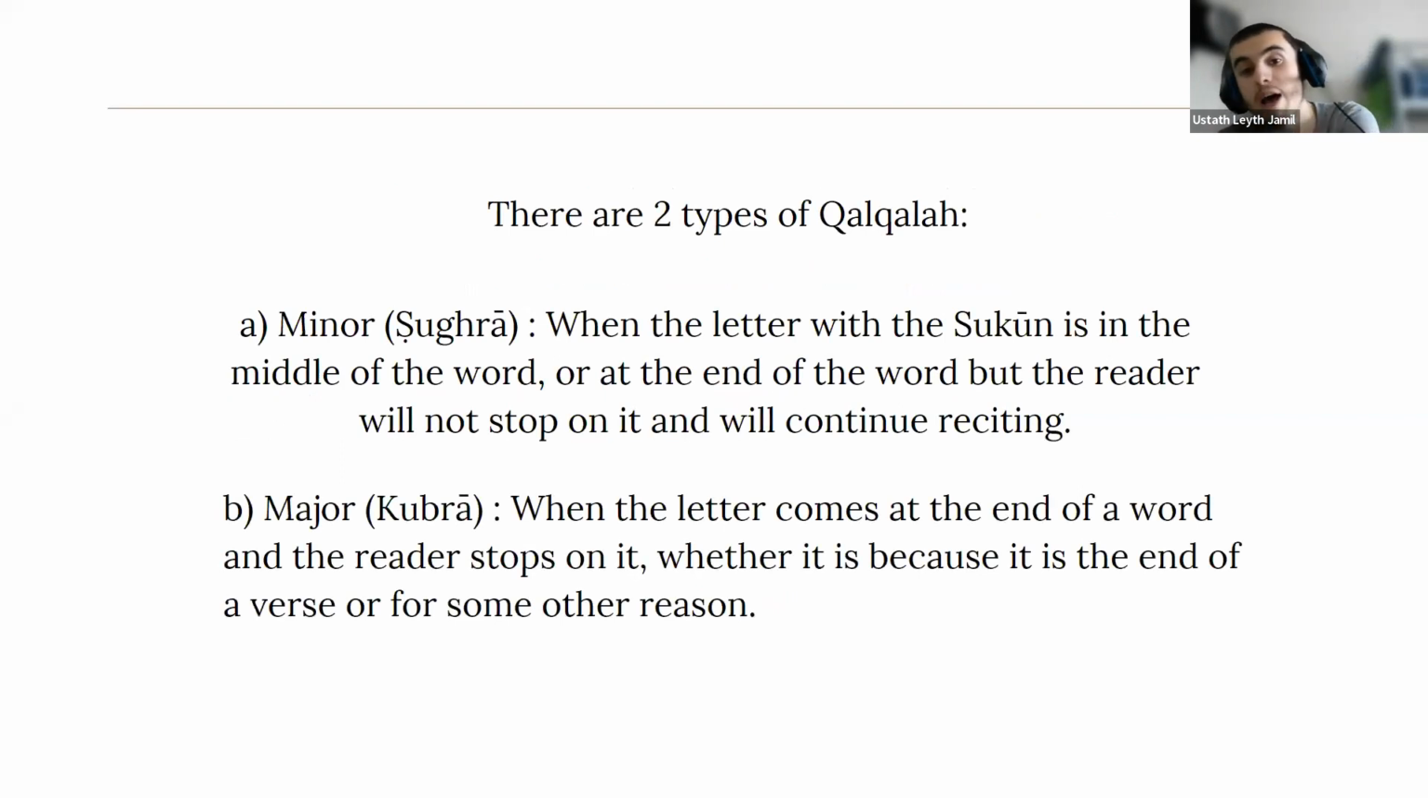So there's three types of Qalqala. You've got the minor one, the sughra. That is when the letter with the sukoon is in the middle of the word or at the end of the word, but the reader will not stop on it and will continue reciting. Remember the example I gave. The major one is when the letter comes at the end of a word and the reader stops on it. As you can see here, I'm stopping on the qalqala. وَالسَّمَاءِ وَالطَّارِقِ.